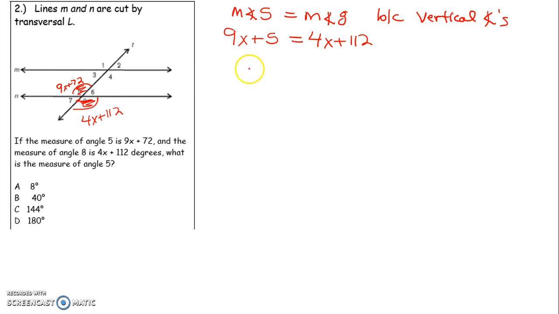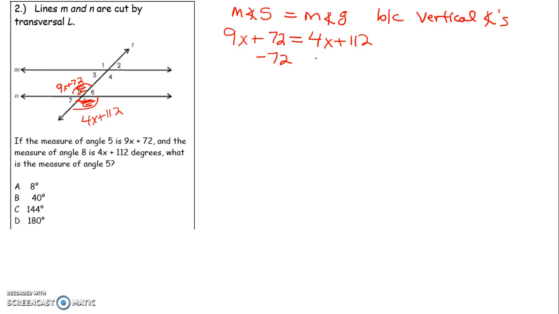Awesome sauce. So if I look here, now I have to actually solve for x. Why did I write 9x plus 5? I have no idea. Because it's really 9x plus 72. Okay, good. Now I'm ready to solve this.